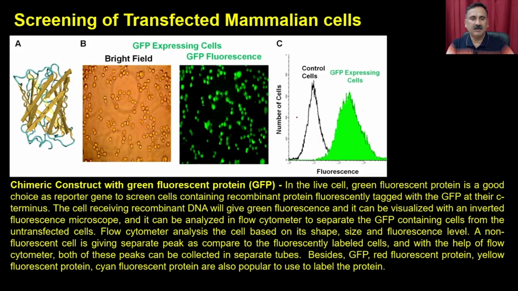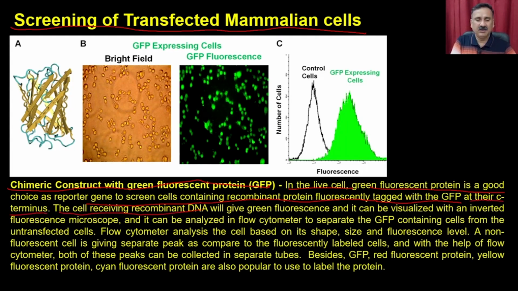The second method is you can use a fluorescent protein for the screening of the transfected mammalian cells. So, you can take the chimeric construct with the GFP protein, for example. In live cells, the GFP protein is a good choice as the reporter gene to screen cells containing recombinant protein fluorescently tagged with the GFP at their C or the N terminus.